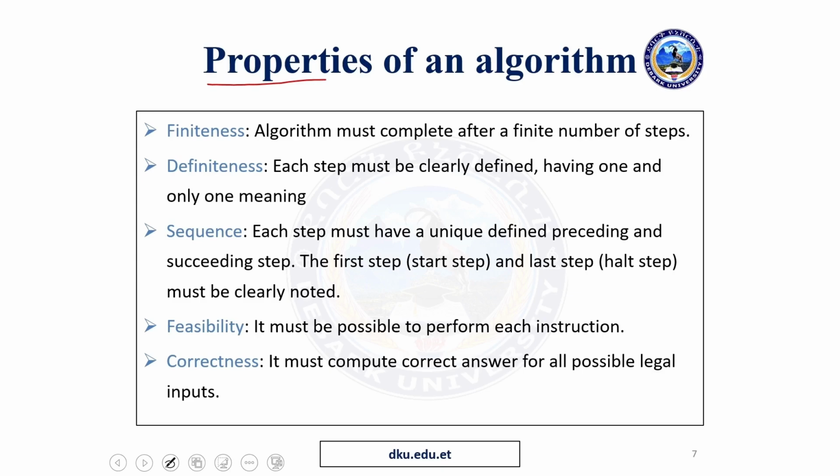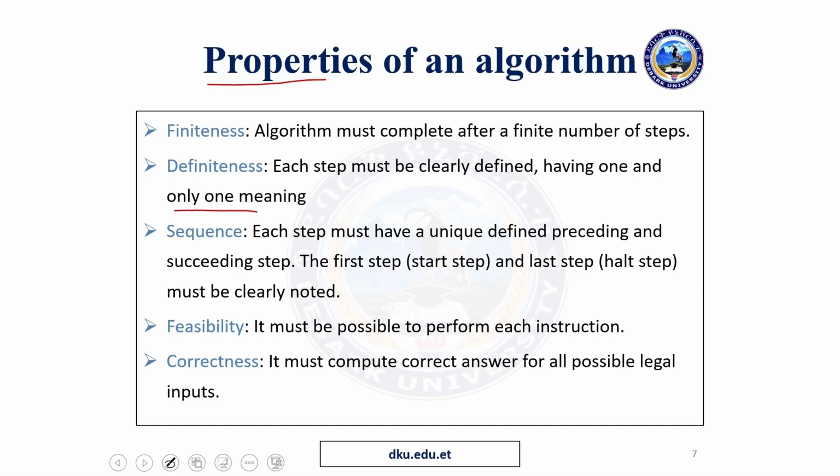Each step must be clearly defined, or having one and only one meaning. And the third property of an algorithm is sequence. So each algorithm should have the start and halt steps. Feasibility is another property of an algorithm. So each algorithm we write should be feasible, or it must be possible to perform or apply each instruction.